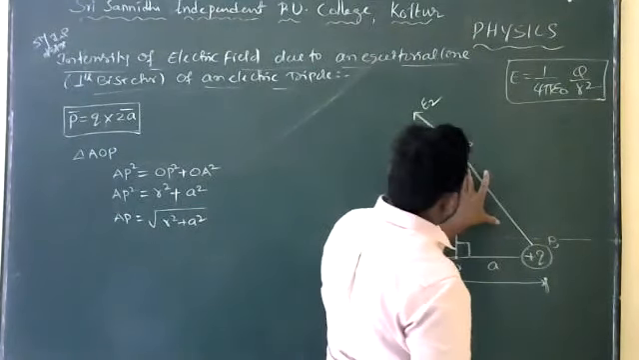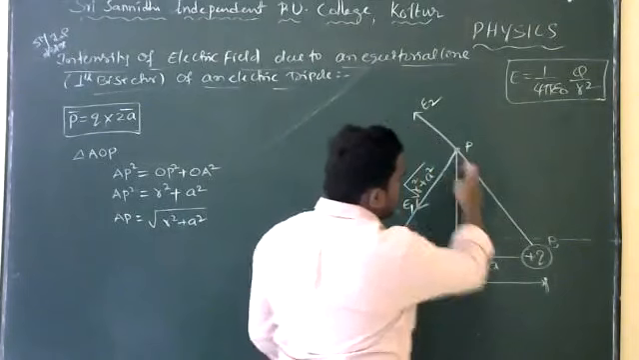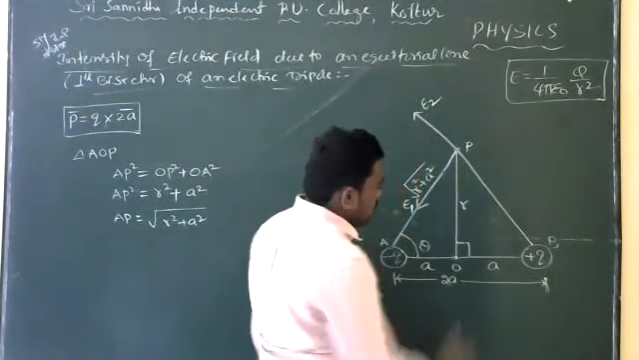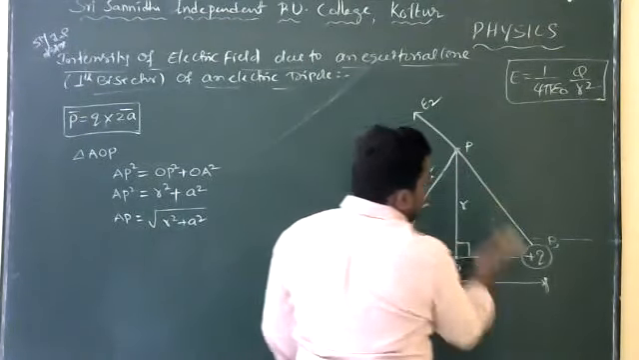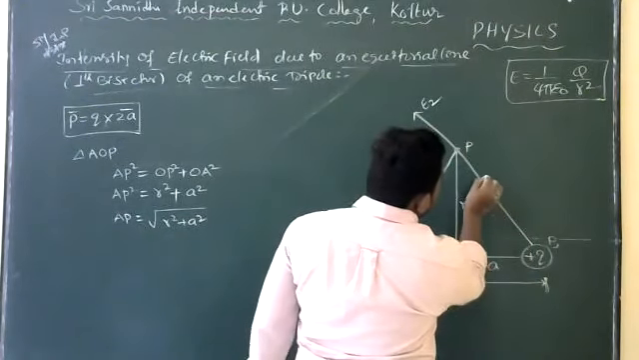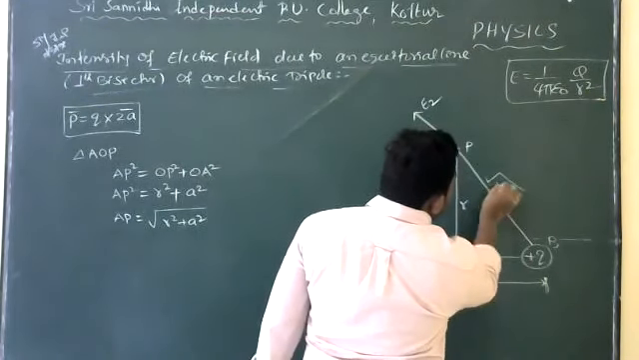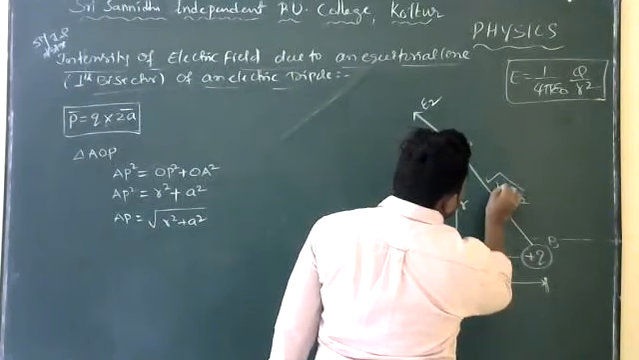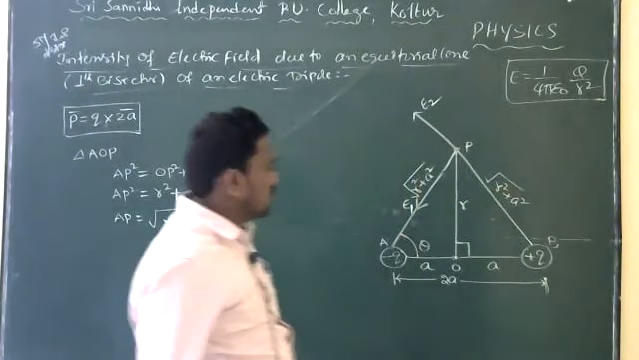Next, calculate the BP value. Here also, same, by using the right angle triangle. So what is the distance between B and P? Here also, same, the square root of R square plus A square.